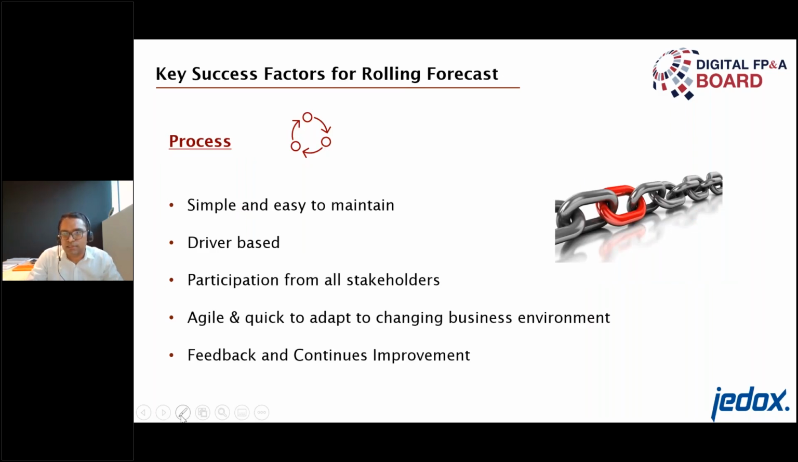Once we had the right people in place and the right technology in place, we then developed the process to put everything into play. When we developed the process, we wanted to make sure that the process by itself is very simple and easy to maintain. We can have the right people and the right technology, but if the process is cumbersome, the rolling forecast is highly unlikely to succeed.